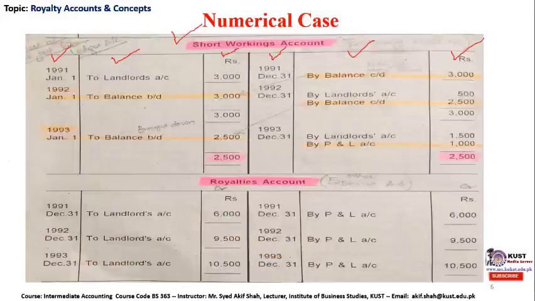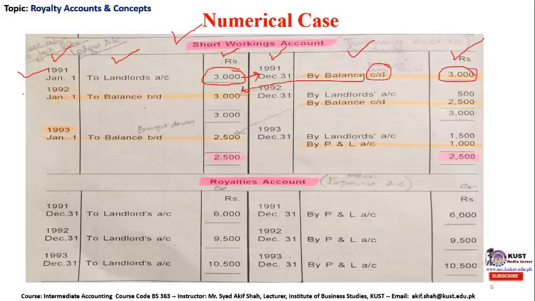So you can go back to the short working account and write down the date 1991, January 1st. The landlord account was having a debit of 3000, so we have written the same. At the end of the 1991 year, the balance in the short working account was 3000, which should be carried down to the next year. So we have done the same. In the next year it was brought down. So January 1st, 1992, the balance in the short working account which was brought down was 3000, as we have written.